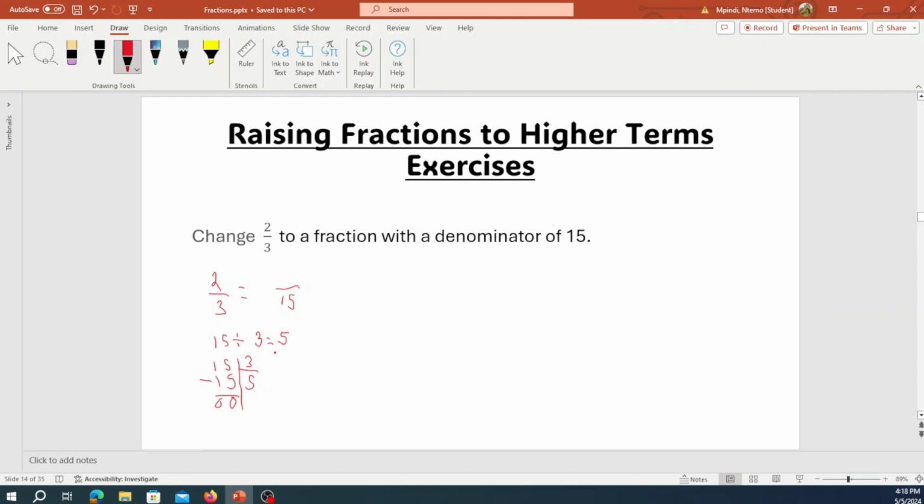So what happened here is we got this 5. Now we're not done yet. So what we have to do here is we're gonna rewrite this one here, 2, 3, and we're gonna multiply this by this 5.